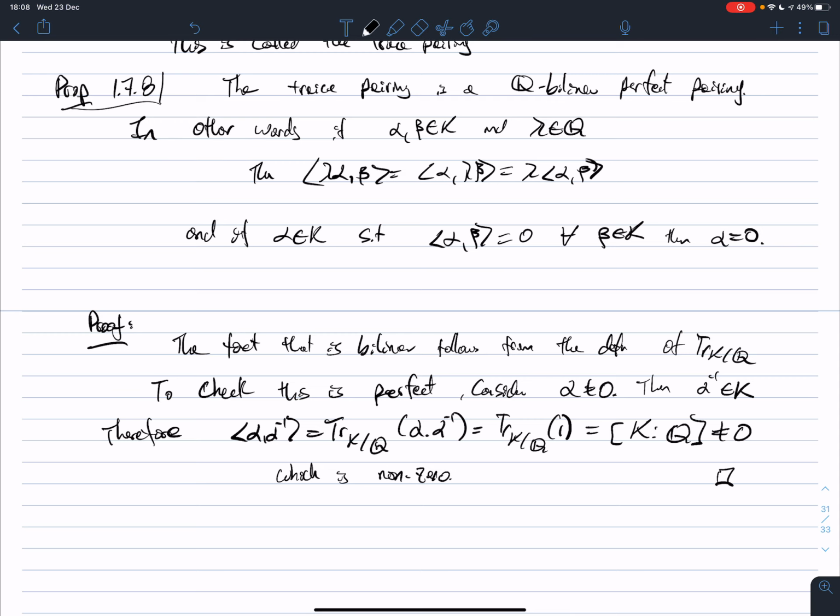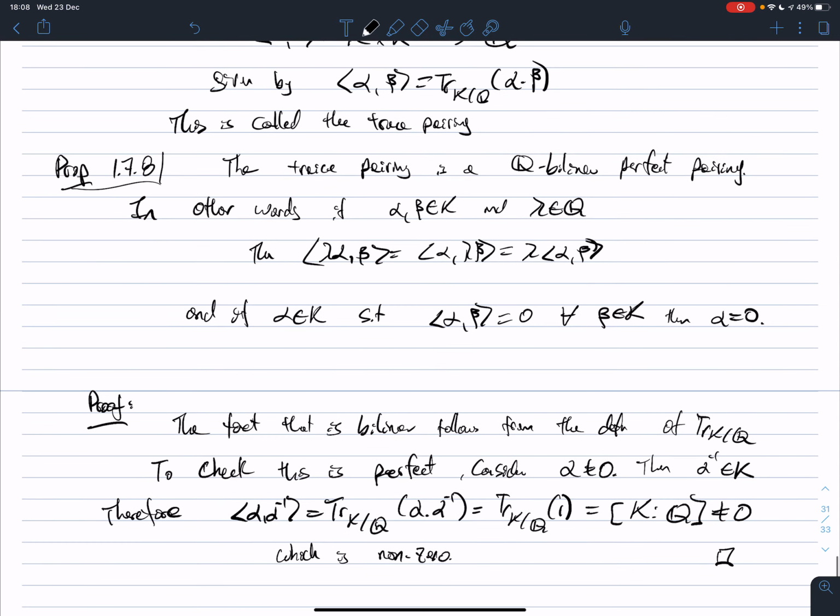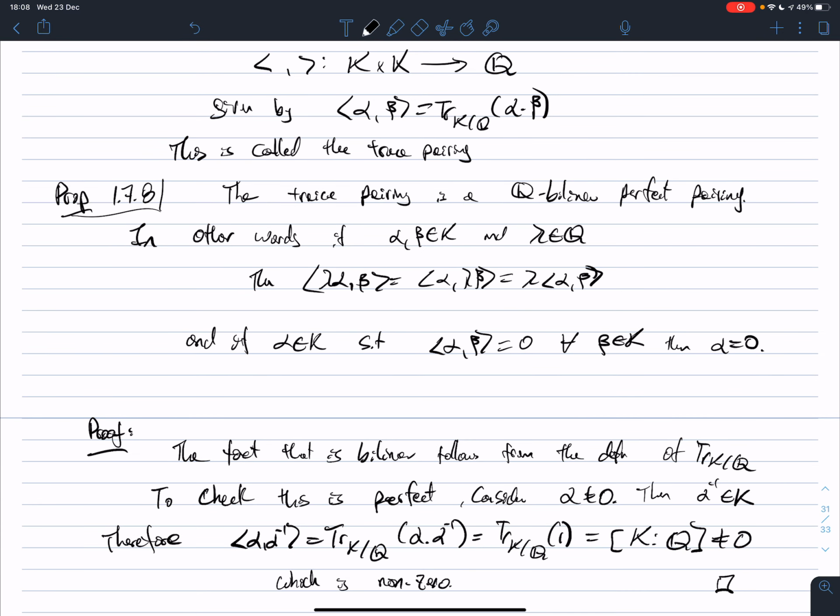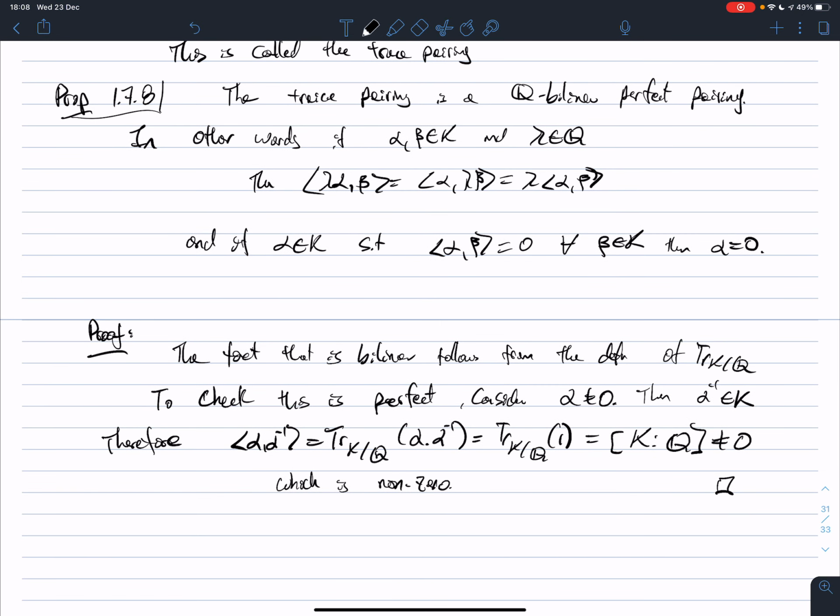So we're done. This trace pairing, this perfect pairing, will show up later on in technical proofs and will be useful. But this ends our chapter 1 on number fields and so on. Now we're going to refine ourselves from looking at all algebraic numbers to algebraic integers. This is where, instead of working with fields, we're going to start working with rings. And this lets us work with ideals and all of this. The main bulk of the course will be part of chapter 2. But this is the end of chapter 1.